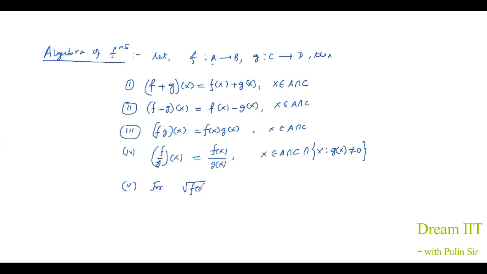So this is one part, and the one which I have written for root over f(x), suppose I want to define root over f(x). What should I take? f(x) should be greater than or equal to 0. These values I should take, that means those x for which f(x) is greater than or equal to 0. These are the things we have to take care of when we work on functions.